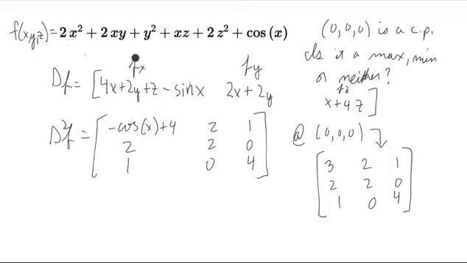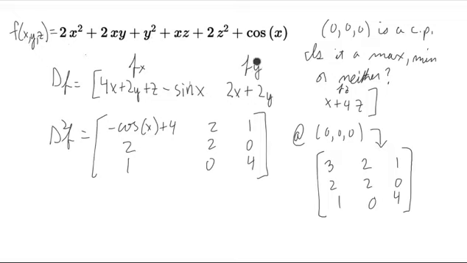Okay, so with respect to x, we think, okay, that's 4x. Here, y is like a constant, so like 2y times x, so it's 2y. Here, that's a constant, it's gone. Here, z is the constant multiple of x, so it's just z. That's a constant, that's gone. Cosine of x, derivative is negative sine.